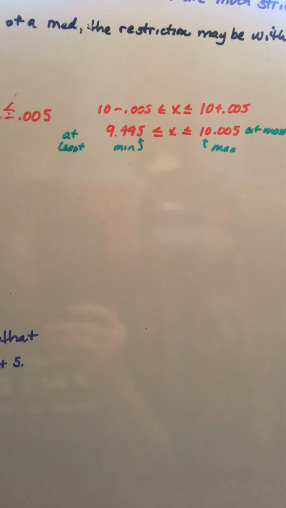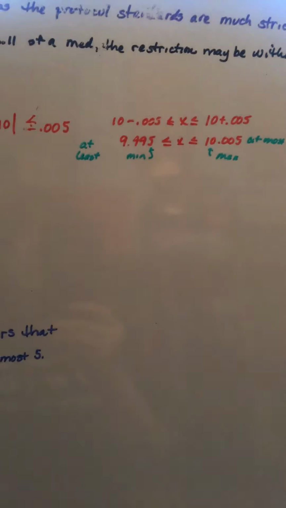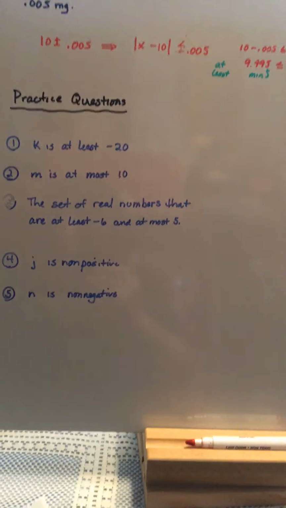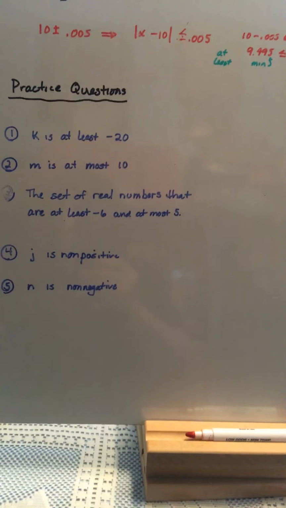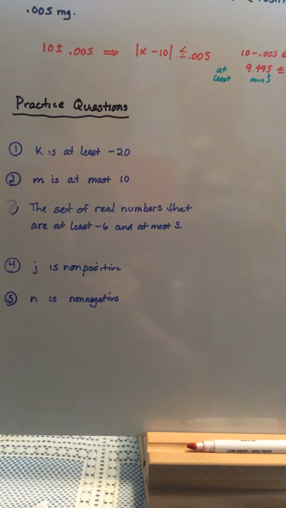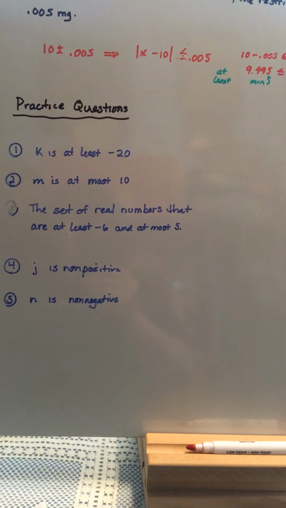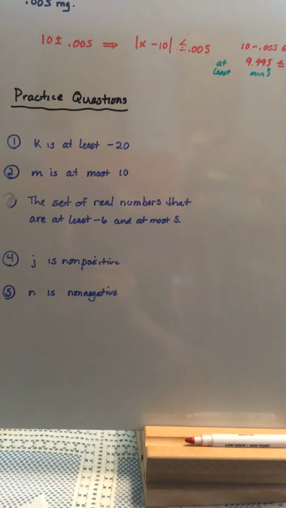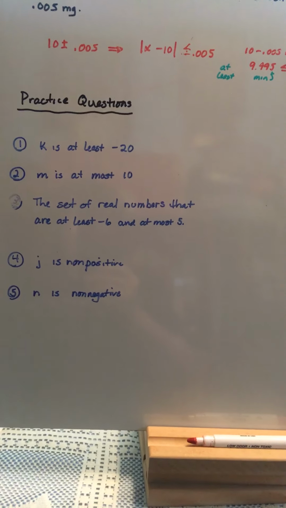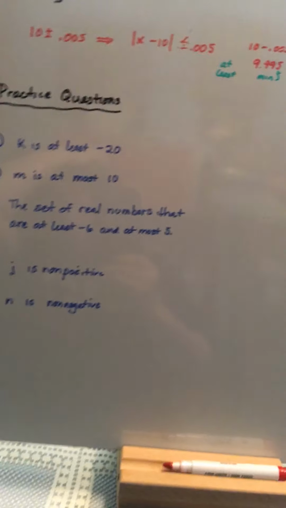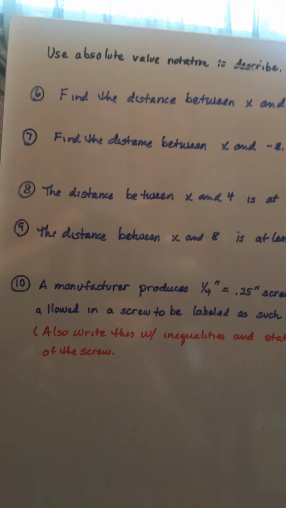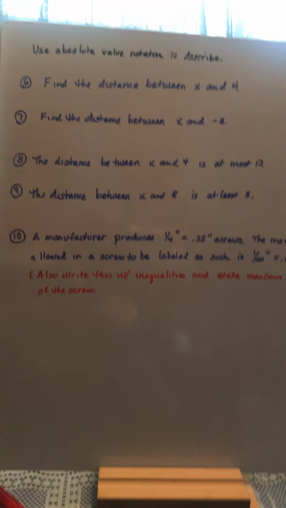That ends what you needed to learn and review and see. Now, if you want to practice some questions, I have created 10 questions for practice. K is at least negative 20. M is at most 10. The set of real numbers that are at least negative 6 and at most 5. J is non-positive. N is non-negative. I have some that deal with the absolute value notation again that we'll describe, but now there's situations.